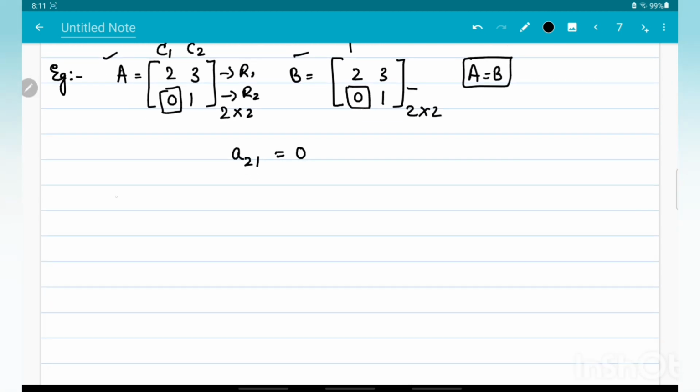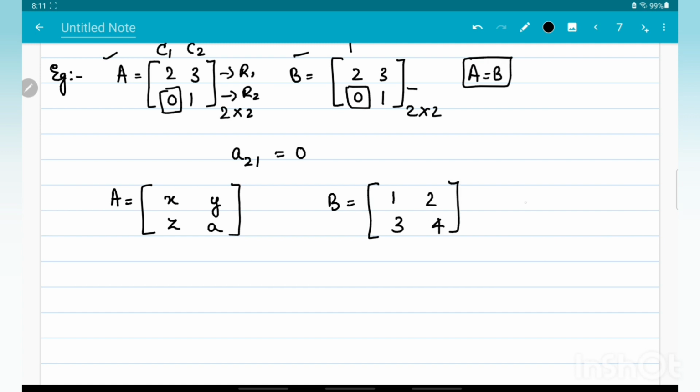Now suppose I take something over here, like suppose I've taken a matrix A, and it has got elements x, y, z and a. And I've taken another matrix B, which has got elements 1, 2, 3 and 4.